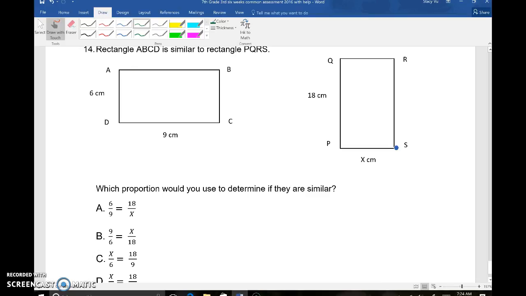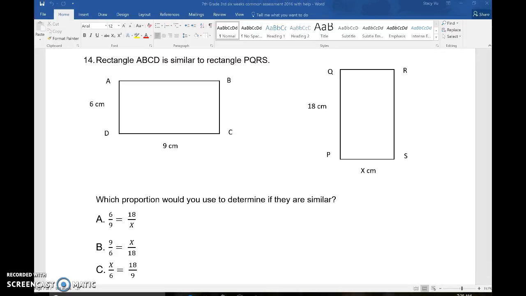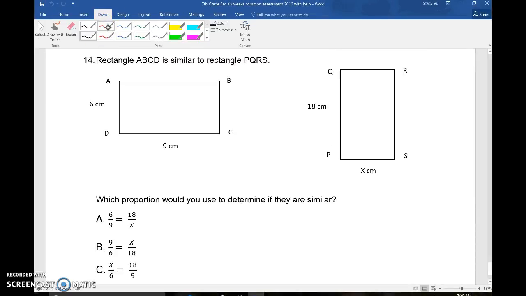Then, let me see if I can fix this. Hang on, guys. All right, let's see if it works now. So AD, so first and last, is similar to first and last. So PS. And then here we have DC is similar to RS, so RS.